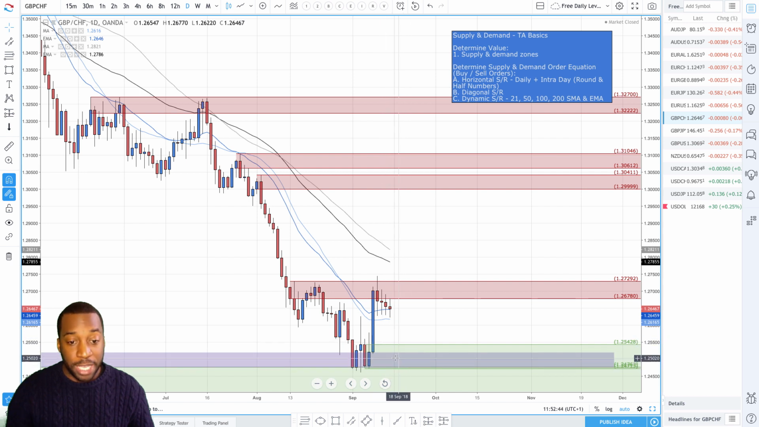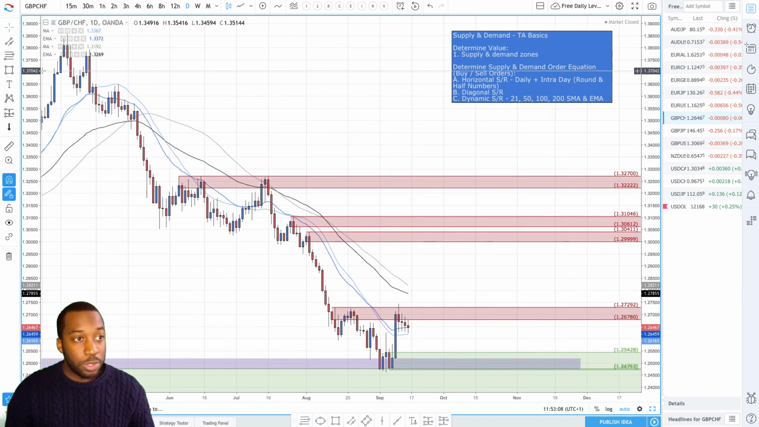Doesn't mean you shouldn't be a buyer of the pound against the Swiss. Obviously we do that through fundamentals and determine from a fundamental perspective which currency we want to be a buyer of, and which one we want to be a seller of. But we just use these technical supply and demand order equations just to see if we have any confluence within those areas.